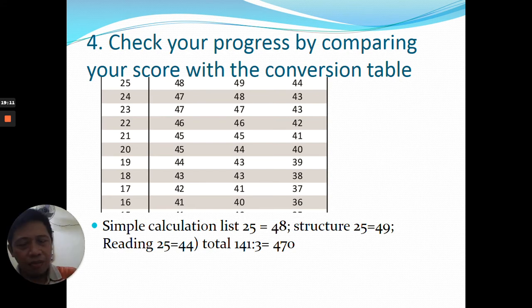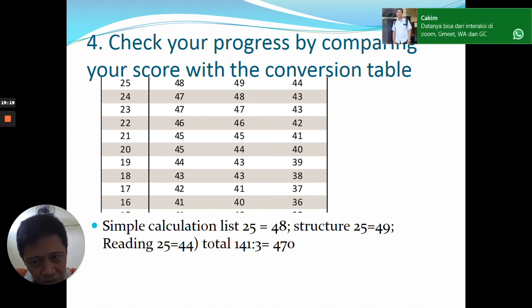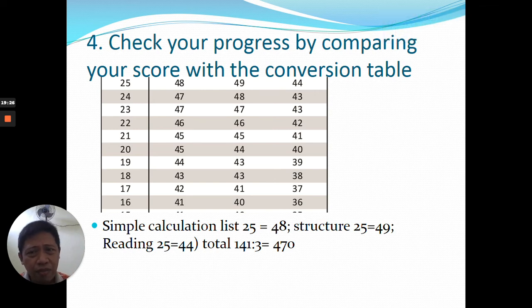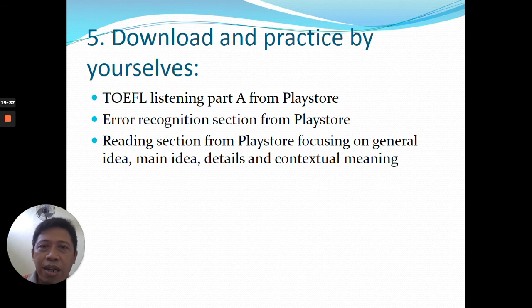If this is your score, then you are still below the passing grade. The minimum grade for undergraduate students, especially from the English department, is 525. Then you need to have more correct answers for listening, structure, and reading comprehension. You need to monitor your progress whenever you practice. That is why you need to practice by yourself.